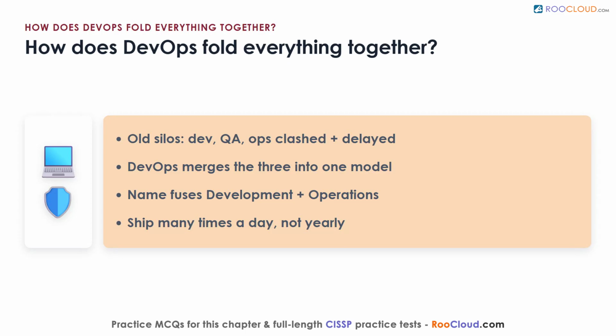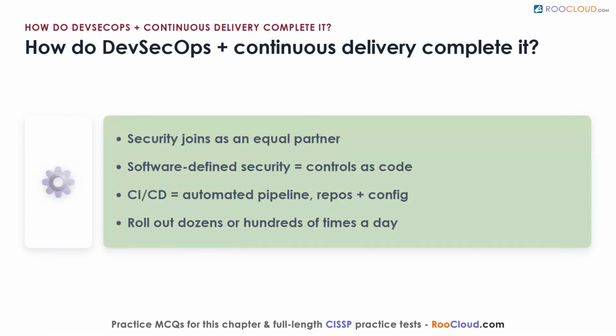Closely tied to agile, it slashes the time to develop, test, and deploy, so that organizations which once shipped major releases yearly can push code many times a day. Think of it as tearing down the walls between 3 departments so a single team owns a change from idea to production. How do DevSecOps and continuous delivery complete the picture?